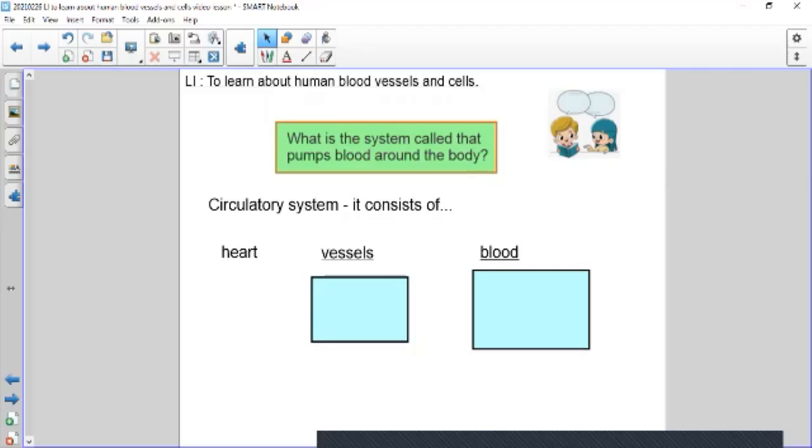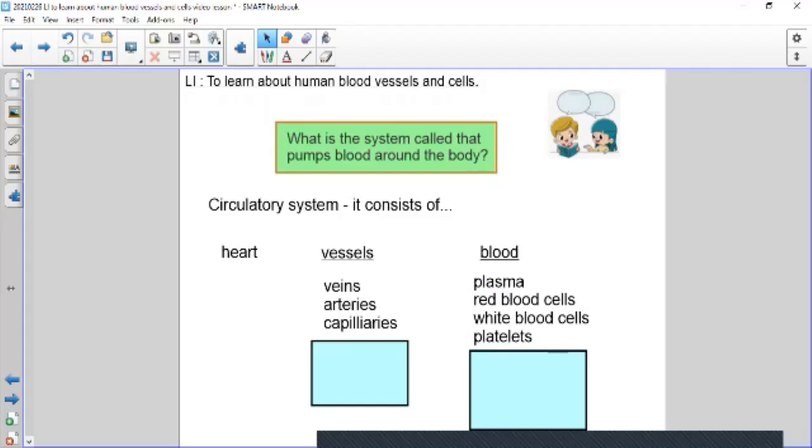The vessels consist of our veins, which carry deoxygenated blood back to the heart, our arteries, which carry oxygenated blood away from the heart to the rest of the body, and capillaries, which are very, very tiny blood vessels which go to every single muscle and cell in the human body where the blood goes to take oxygen and food. And then our blood, which consists of plasma, red blood cells, white blood cells, and platelets.